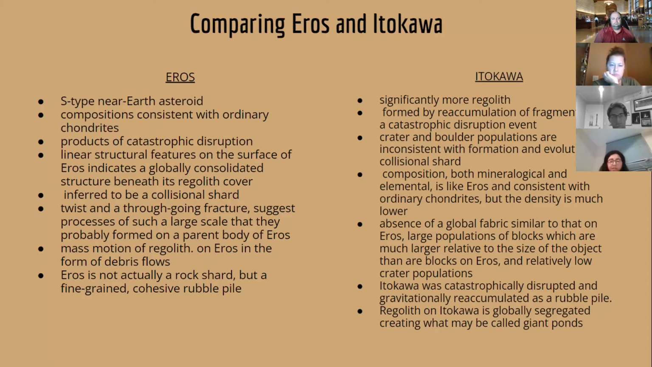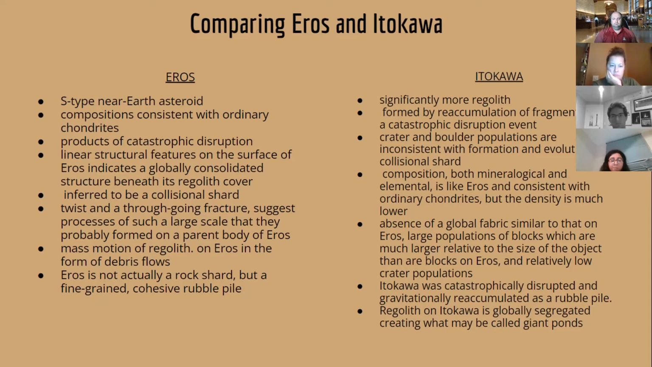These are the similarities between the two. When we look at the differences though, it's more about the specific surface processes that we're seeing and why they're there. So Eros has very linear structural features on the surface, and this indicates that it's more globally consolidated. It's not as rough, it's more put together. And it's inferred to be a collision. This has been shown through the twist and through ongoing fracture. And such processes are observed on such a scale that they probably formed from a parent body, right?